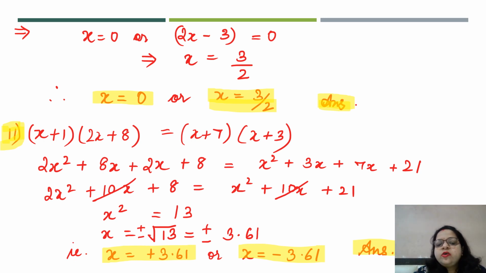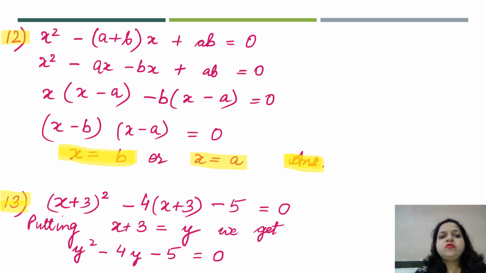x is equal to plus minus root of 13, which is equal to plus minus 3.61. I will be teaching you how to find the square root in the subsequent slides or presentations. So x is equal to plus 3.61 or x is equal to minus 3.61, and that is the answer. Okay children, let us come to the next slide.